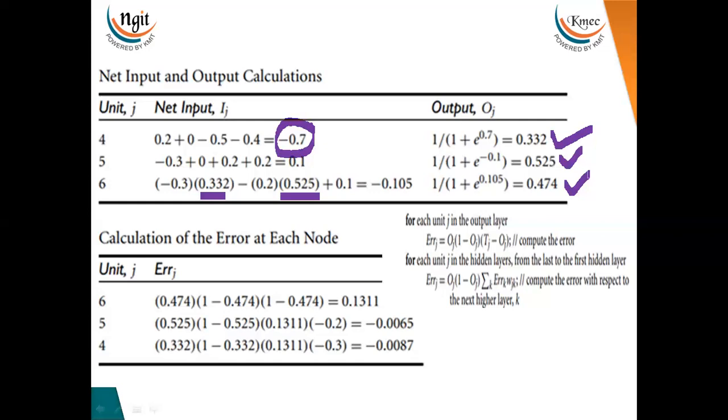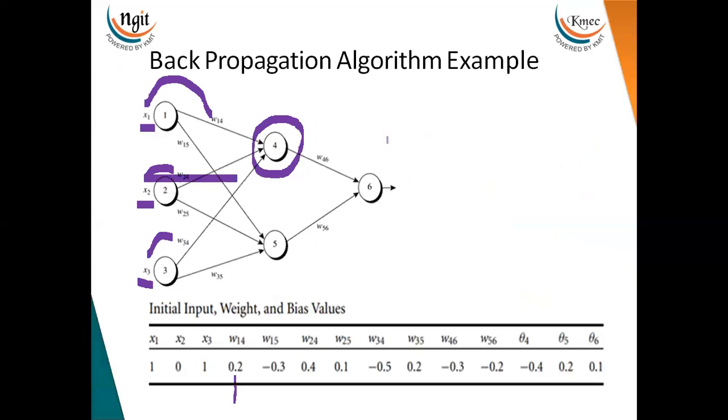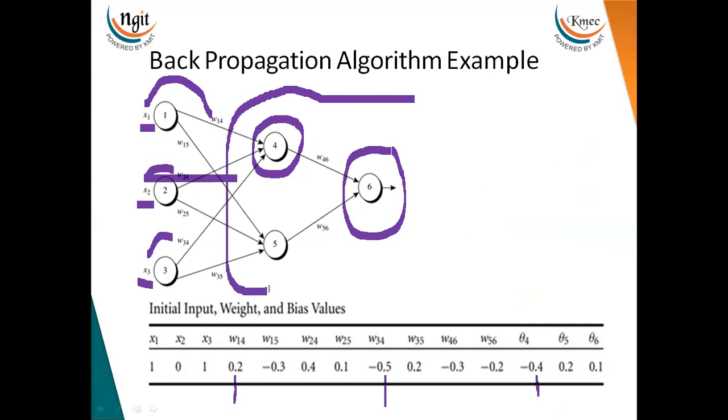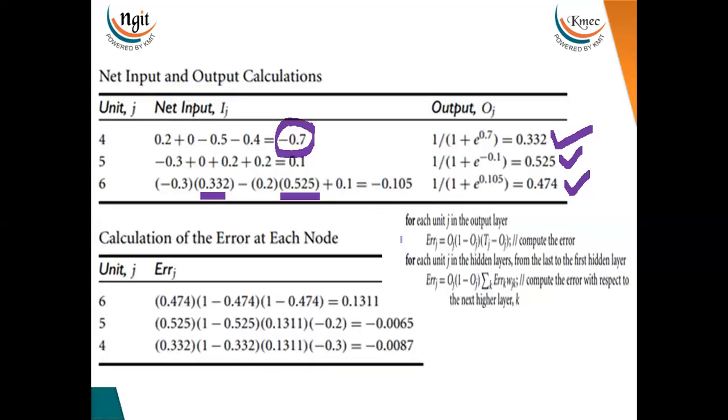Now for updating weight, I have to find the derivative of error. For finding the derivative of error, first I should calculate the error. As I told you, the error will be calculated using a different formula at the output layer and a different formula at the hidden layer. What is the formula to calculate your error at the output layer? O(1 minus O)(T minus O). Now, what is your O here? 0.474. So that is given here.